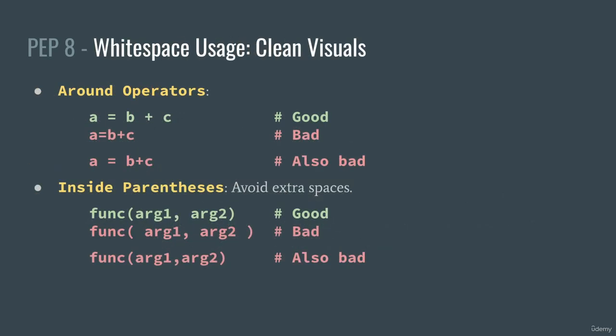PEP 8 also has guidelines for using whitespace to keep code visually clean. Around operators, add spaces for readability. Inside parentheses, avoid extra spaces. Using whitespace consistently makes the code easier on the eyes and helps avoid misinterpretations.